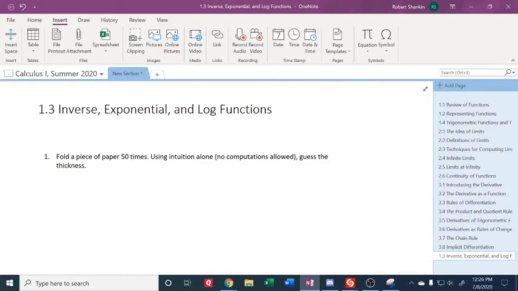So number 1, fold a piece of paper, ordinary sheet of paper, like your loose leaf paper, 50 times. Imagine doing that. Using intuition alone, you can't do any computations. Guess the thickness of paper that you're going to get. So if you fold it 50 times.